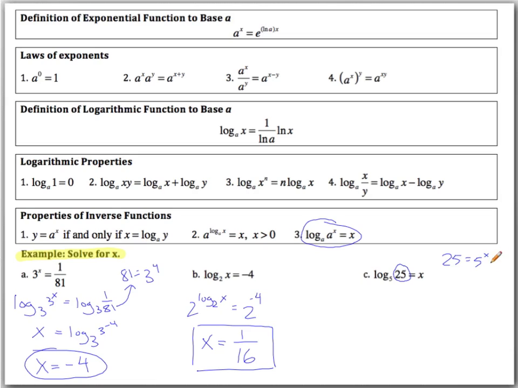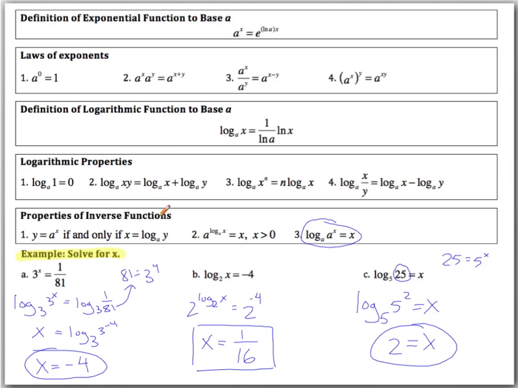So what we're going to do is try to rewrite 25 as 5 to some power. Okay, and we know that 25 is 5 squared, so we're going to rewrite this as log base 5 of 5 squared equals x. And now we know log base 5 of 5 squared is just 2. So in this case, x equals 2.